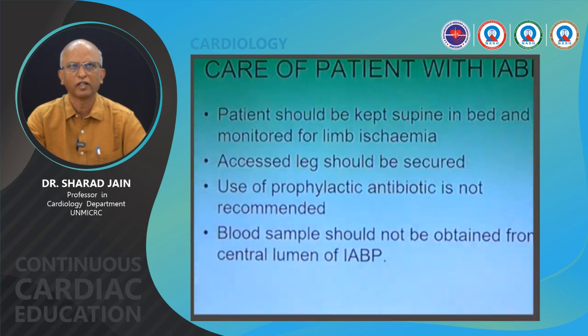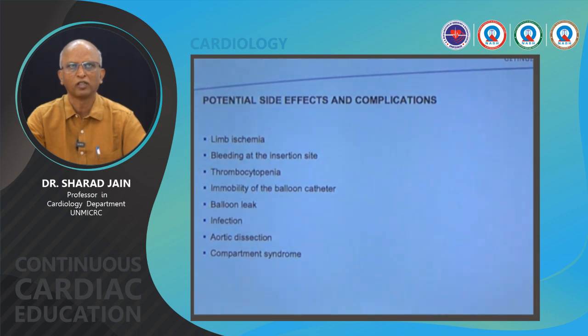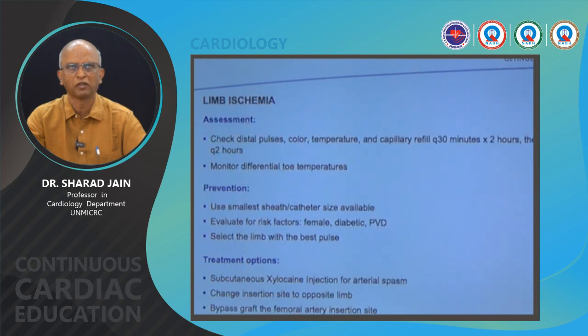Then coming to the clinical considerations, the patient should be kept in bed and monitored for limb ischemia. The cannulated leg should be secured. Use of prophylactic antibiotics is not recommended in the IABP patient. Blood samples should not be obtained from the central lumen of the IABP. What are the potential side effects and complications of IABP? There may be limb ischemia, bleeding at the insertion site because there may be thrombocytopenia, immobility of the balloon catheter, there may be balloon leak, possibility of infection, sometimes aortic dissection and compartment syndrome.